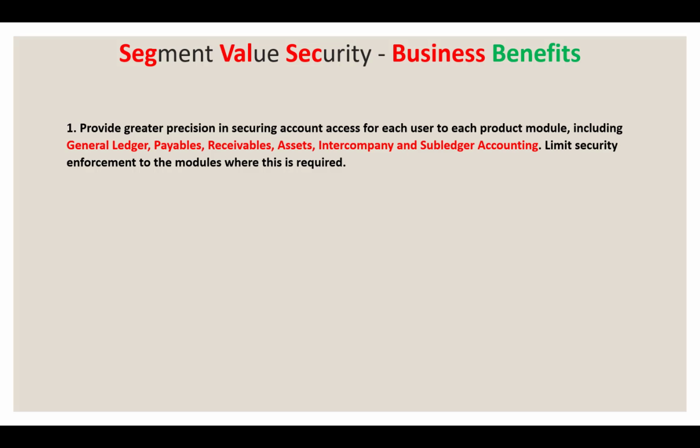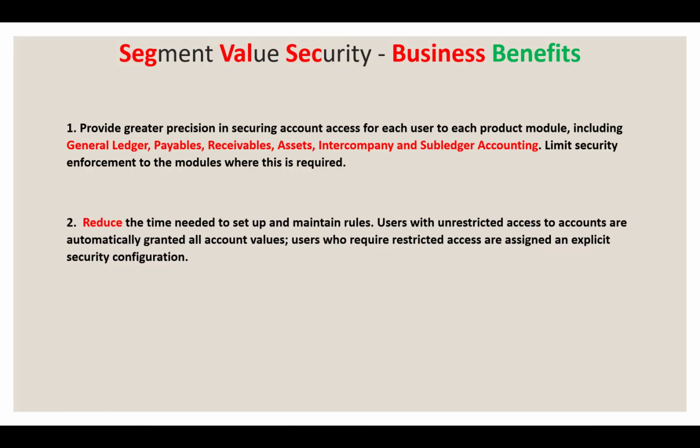The other one is reduced time needed to set up and maintain rules. Users with unrestricted access to accounts are automatically granted all account values. Users who require restricted access are assigned an explicit security configuration. Again, streamlined configuration and administration of this chart of accounts security feature is achieved by selectively enabling security enforcement for distinct business functions.